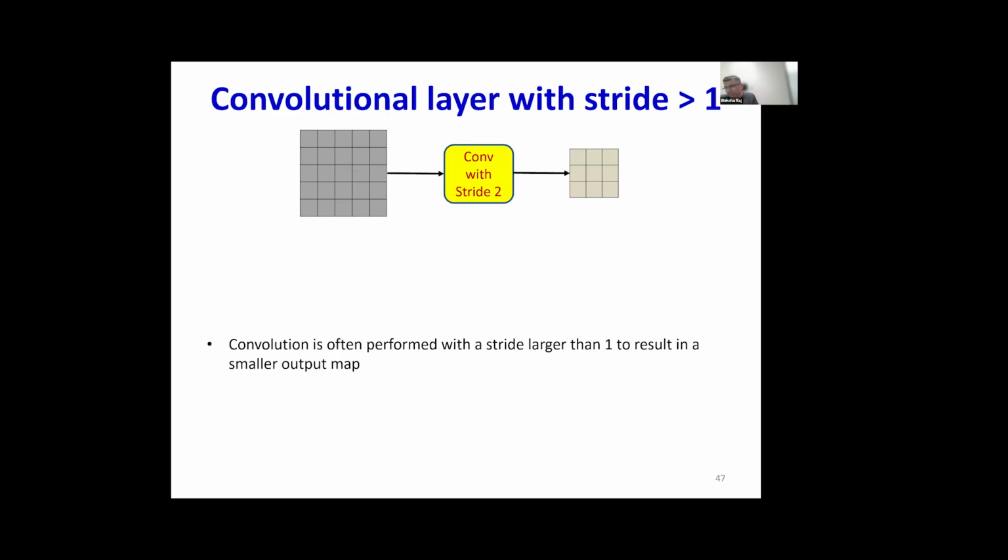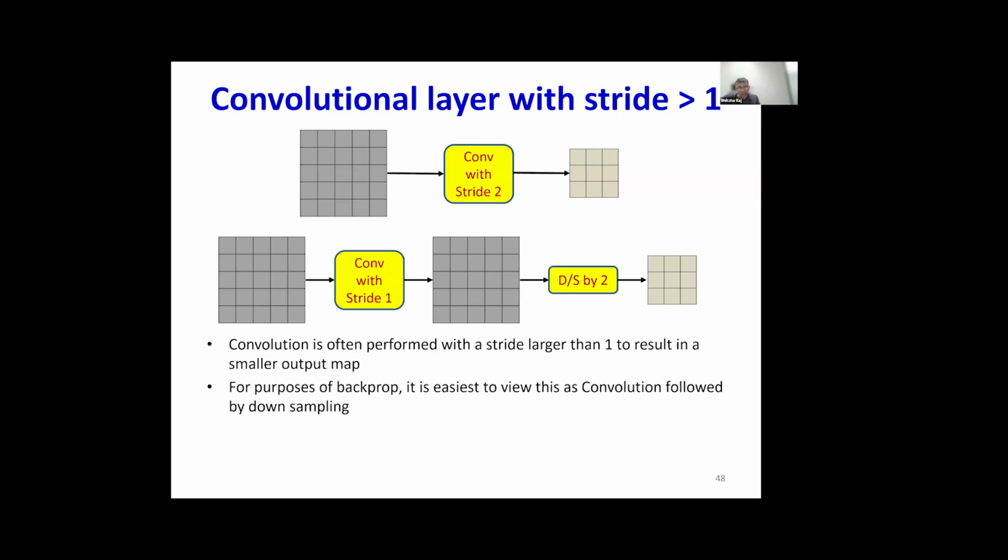But then it's more reasonable to think of convolution with a stride of 2 as convolution with a stride of 1 followed by downsampling by a stride of 2. And once I do this, I know exactly how to propagate derivatives backwards through the downsampling. I also know exactly how to propagate derivatives backwards through convolution with stride 1. And so I can propagate derivatives through the whole chain back to this guy. Does this make sense? This makes sense to you guys?